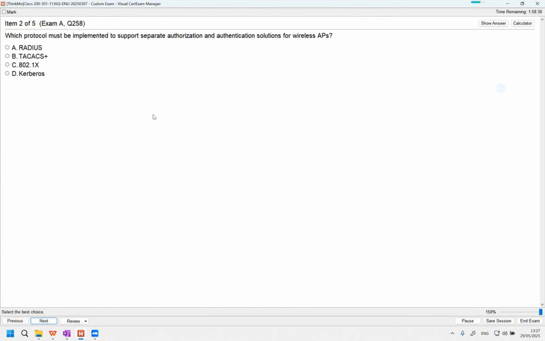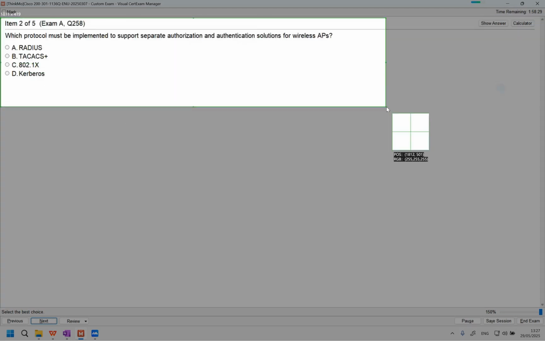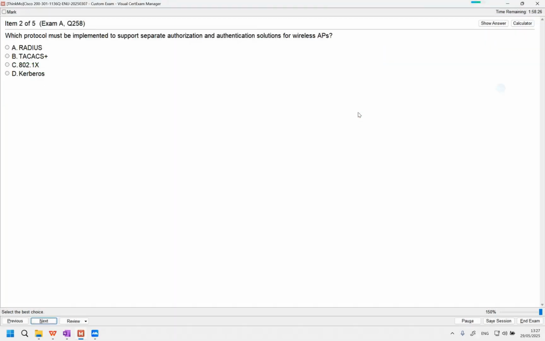Alright, next question. What this question means is, which protocol should we implement to support individual authorization and authentication for wireless access points? Individual authorization and authentication is actually this protocol B. Let's look at the correct answer. Choose B.